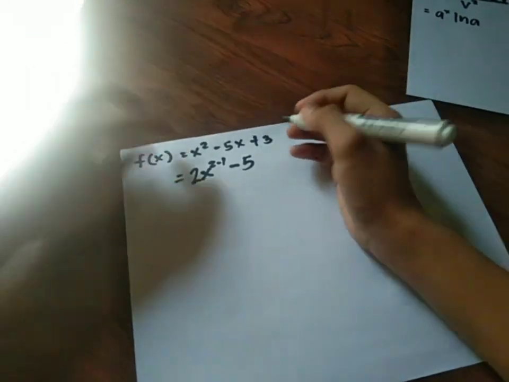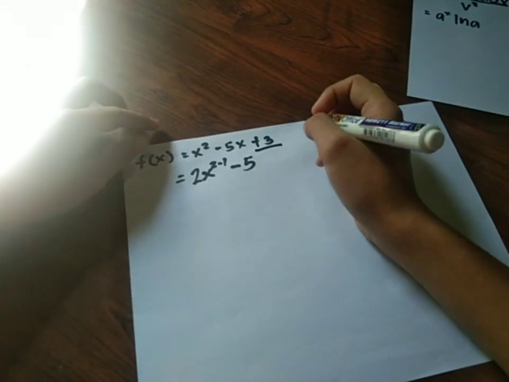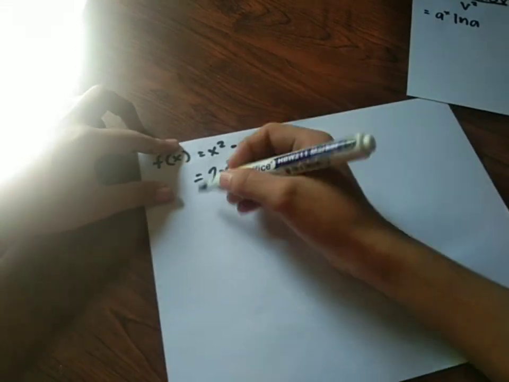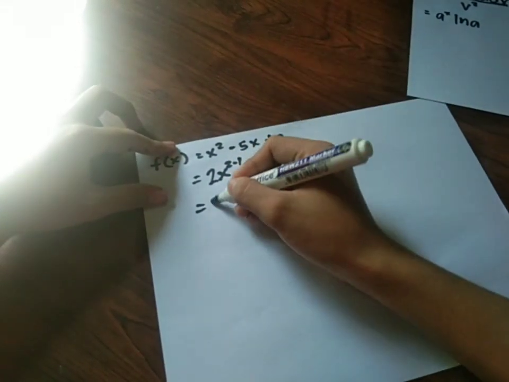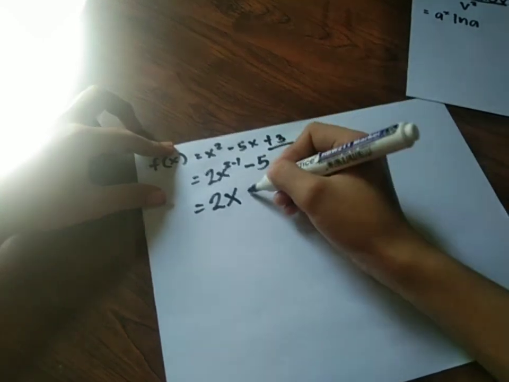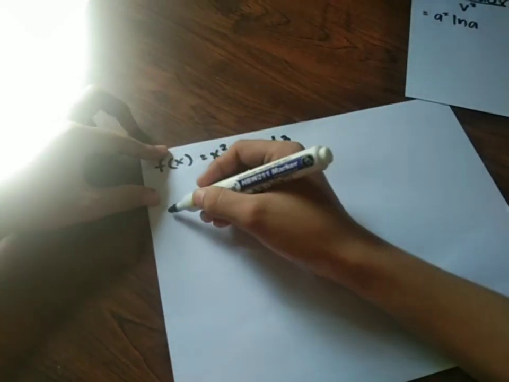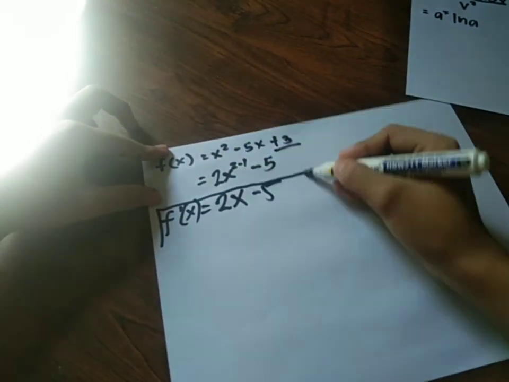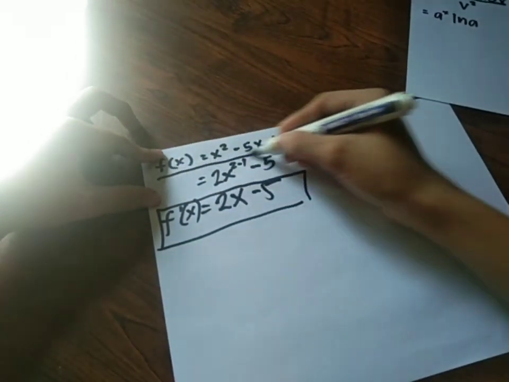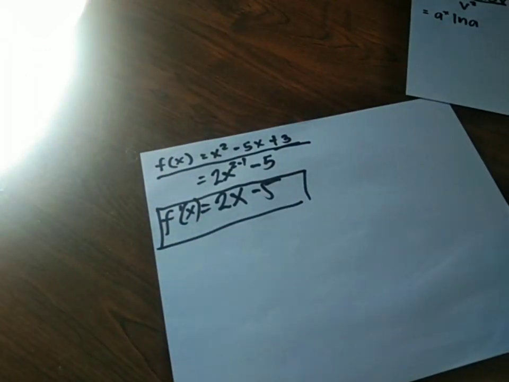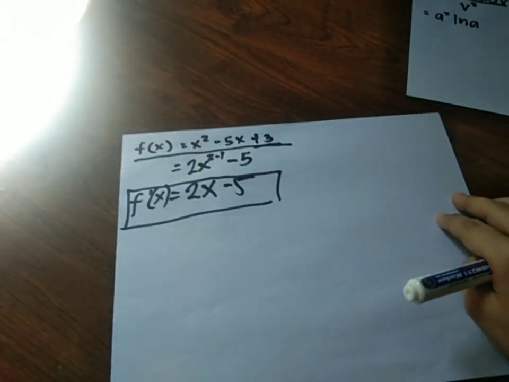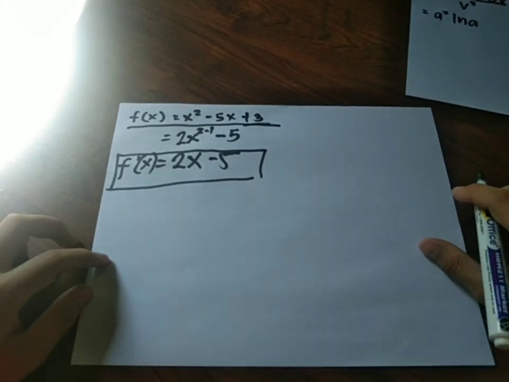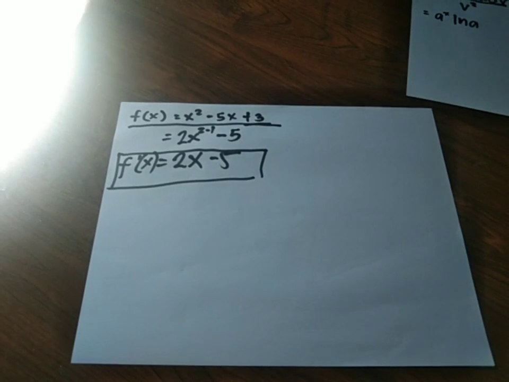So yeah, then the derivative of 3 is just 0. So 2x minus 5 is the derivative. This is the derivative of this function. Okay, so it's easy to understand if you know the rules of differentiation and finding the derivative.